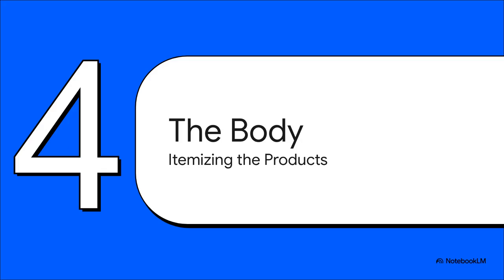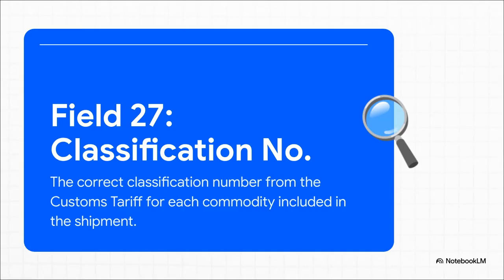All right, now for the most detailed part of our story, the body. This is where we break down every single product inside that shipment, line by line. The real heart of this section is the classification number in Field 27. It's a 10-digit code from the customs tariff that basically acts as a universal language. It tells the CBSA with absolute precision exactly what an item is. Is it a cotton t-shirt or a polyester one? This number makes that distinction perfectly clear.